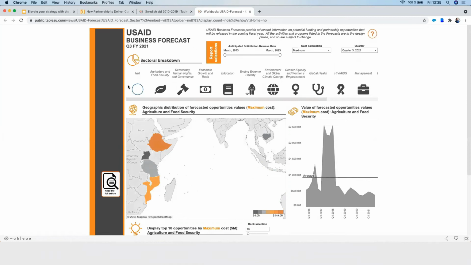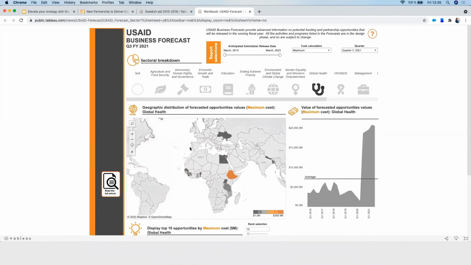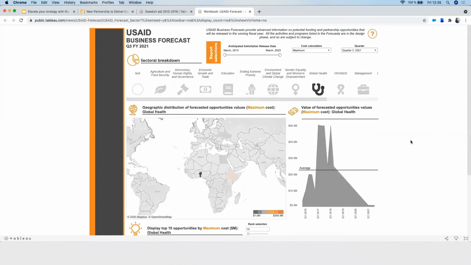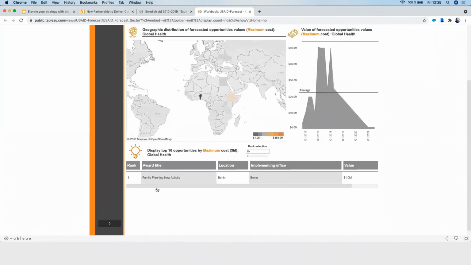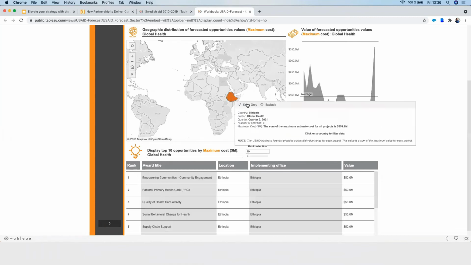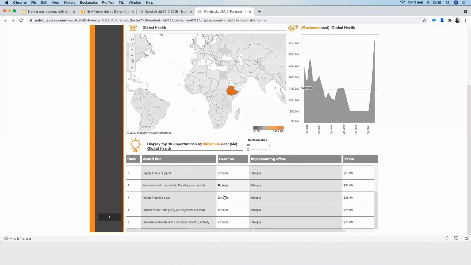And the way the visualization is organized is via sectoral breakdown. So in this case, I would go ahead and click on global health, and then look specifically at West Africa. In this case, maybe I want to take a look at Benin, and I see that there is a family planning new activity that might be interesting. Not the largest opportunity, but something that could be of interest to me and my team. Again, you can always hover over the countries and understand what kind of programs are in the pipeline.